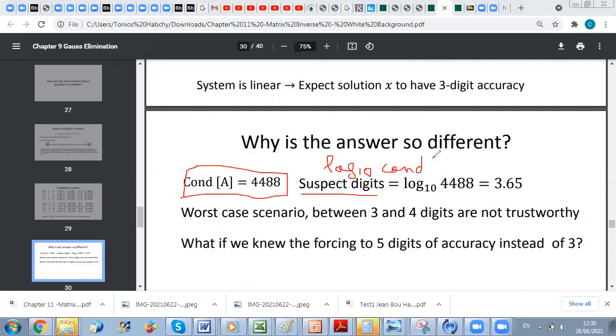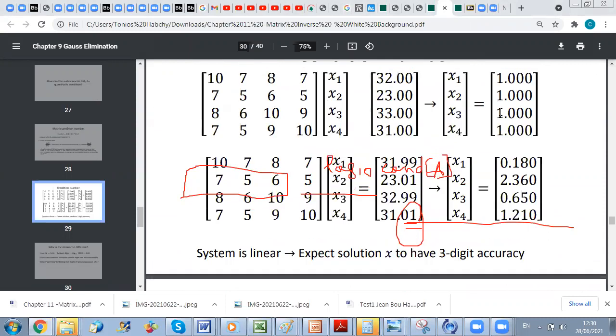The number you get, which is here between 3 and 4, up to 4 digits, will be the number of digits that you cannot trust. And here, you got that for this condition number, the worst case scenario will be to not trust 4 digits, which is really bad. And this is what you obtained here, because in this example I could not trust any of the digits of the solution. This is 1, 2, 3, 4.